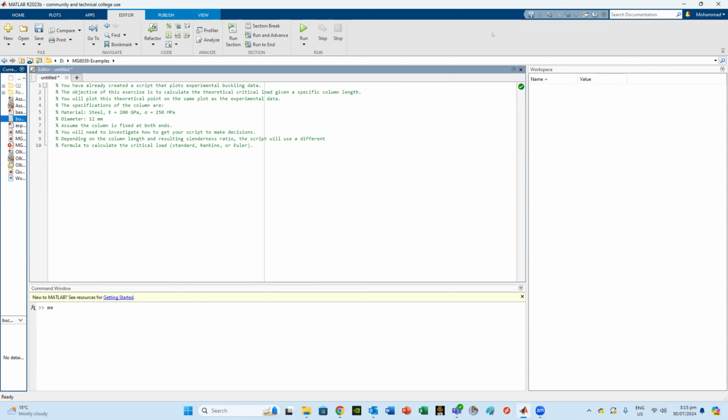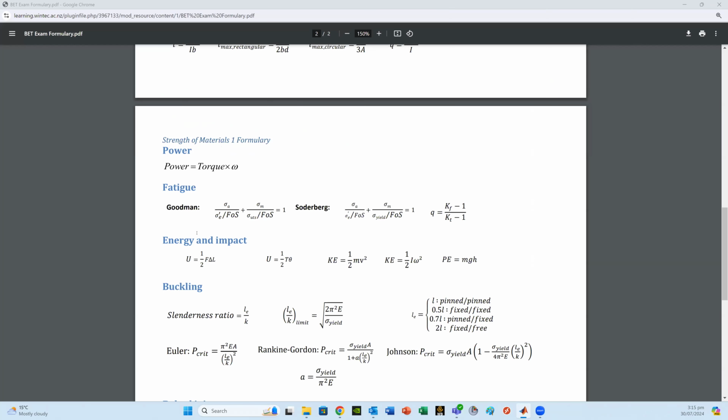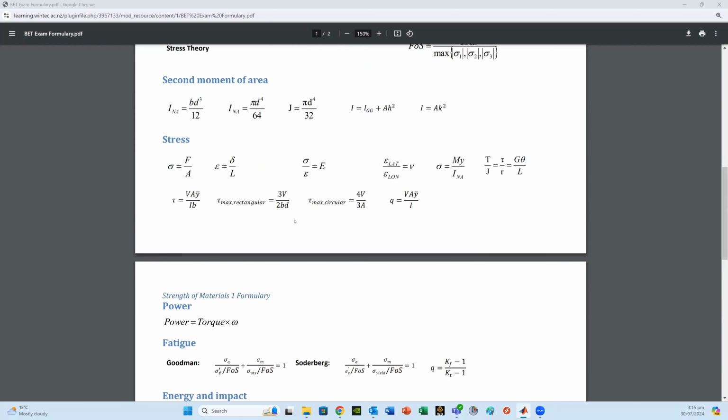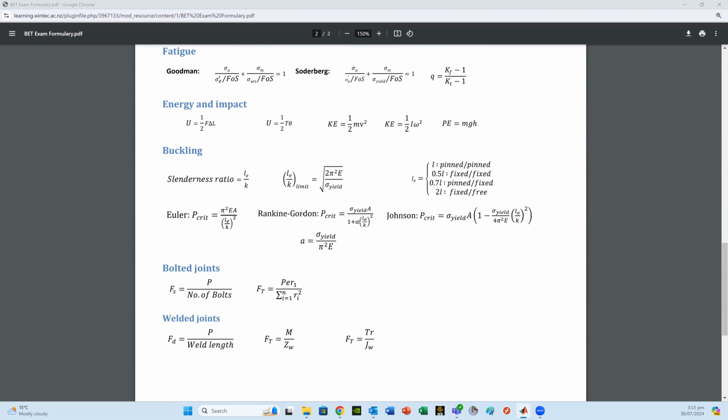So if you go to resources, you find the formula sheet. I'll share this formula sheet with you. So you find this is the formula sheet we use in strength of materials exam. And if you go to the second page, you find the topic buckling. And in that topic, we need to calculate the slenderness ratio, which is equal to the equivalent length divided by the radius of gyration, and then the slenderness ratio limit, which is calculated based on that equation.